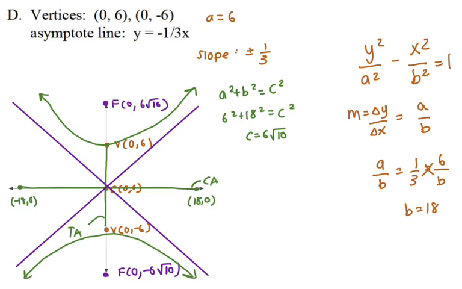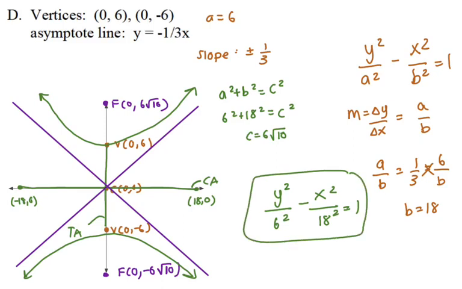I need the equation. Again, we know that it is up and downward facing, which means y is the positive term here. a was 6, and b we found was 18. That's standard form. The eccentricity is always c over a. So 6 root 10 over 6. Eccentricity is root 10.